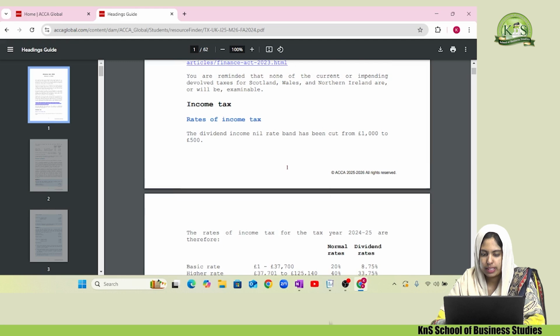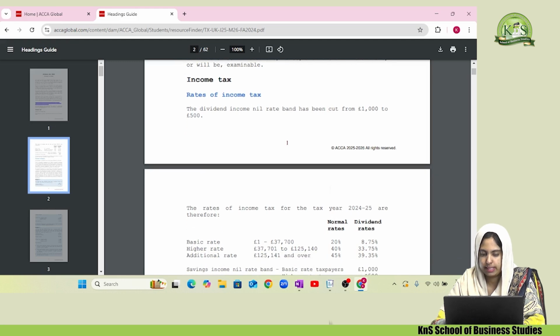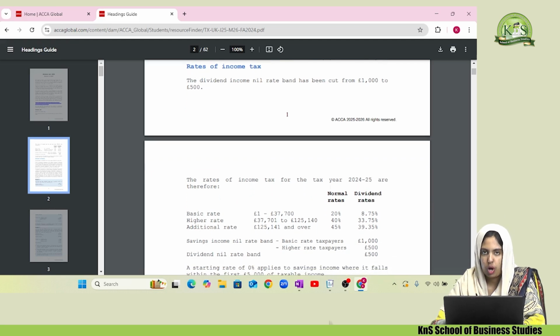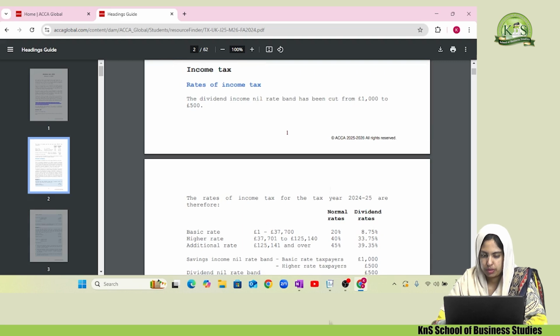So first of all, income tax: how is this calculated, what are the dynamics behind it? Let's talk about it. There are three components in income tax: non-savings income, savings income, and dividend income. Let's see what is mentioned first. The dividend income nil rate band has been cut from 1,000 to 500. These are the changes from Finance Act 23 to 24.